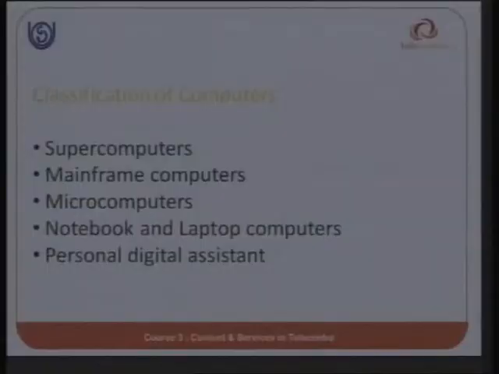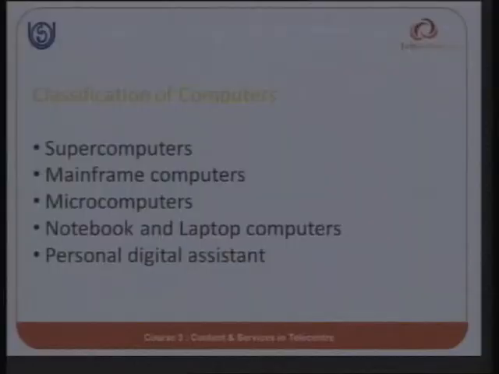The mainframe computers are similar to supercomputers, but they are comparatively smaller in size, and the investment is also slightly lesser than the supercomputers. But these mainframe computers are basically used in banks, insurance companies, manufacturers, mail order companies. So they are basically a server which can control a number of client computers.